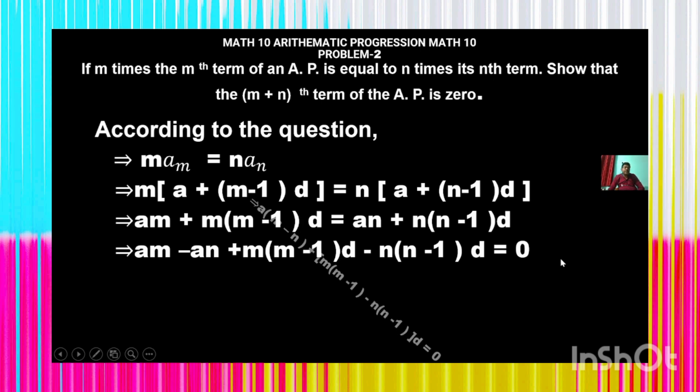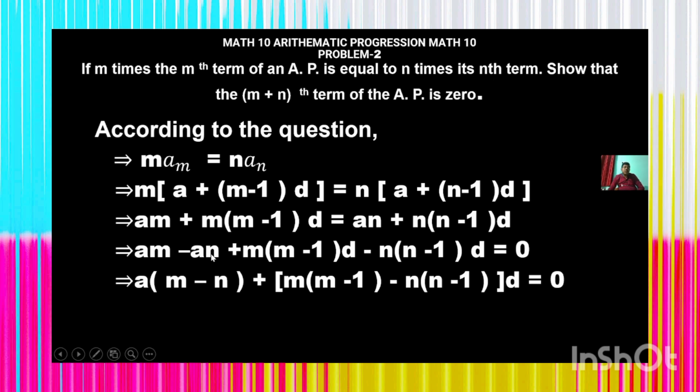Understand? You see here a m minus a n. Here we have to take the common factor, a, so a into (m minus n). Plus m into (m minus 1) into d minus n into (n minus 1) d. Here d is a common factor, so after taking d as a common factor, we get (m into (m minus 1) minus n into (n minus 1)) into d is equal to 0. So a into (m minus n) plus (m into (m minus 1) minus n into (n minus 1)) into d is equal to 0.